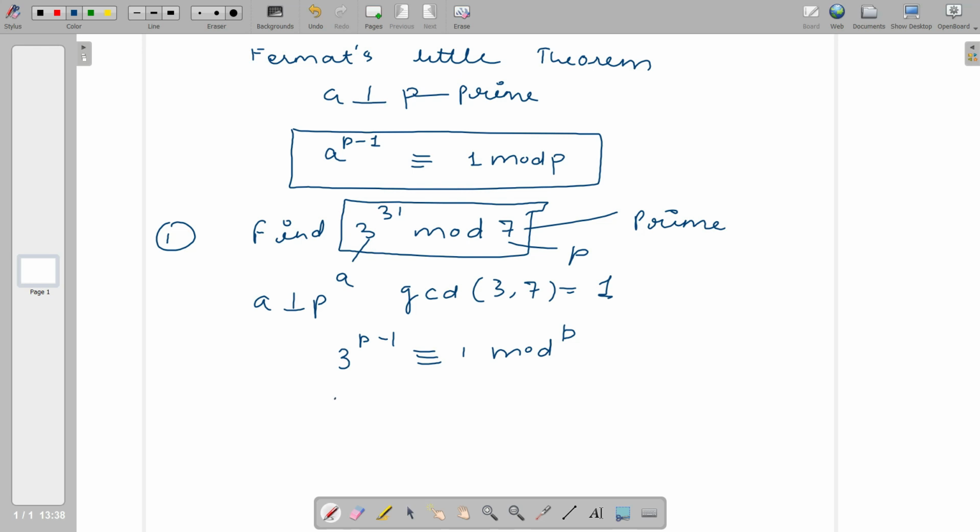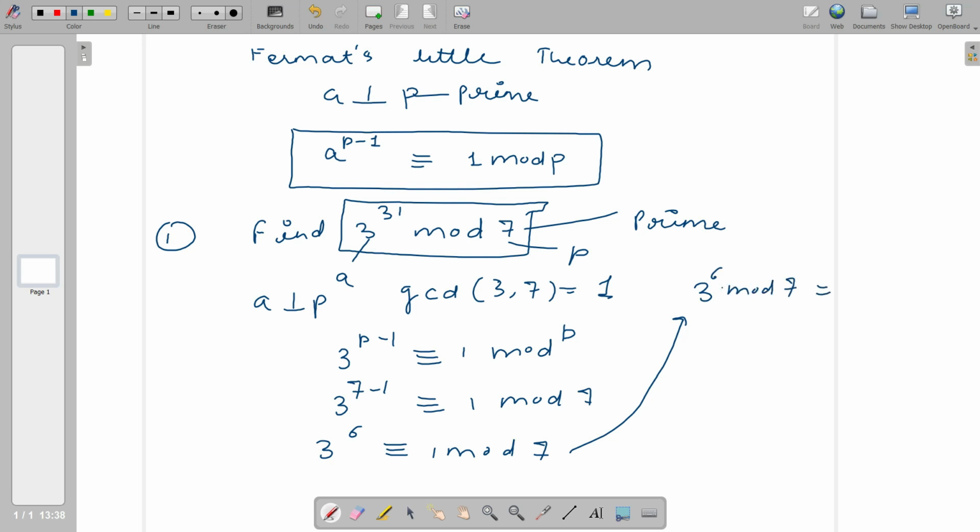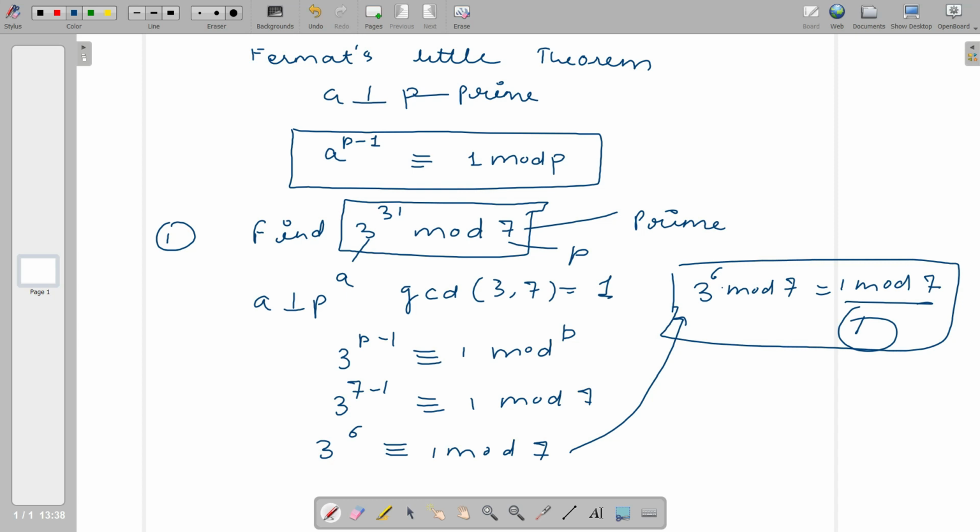So what is 3 to the power p minus 1? 3 to the power 7 minus 1, which should be congruent to 1 mod 7. So 3 to the power 6 is always congruent to 1 mod 7. What does it mean? 3 to the power 6 mod 7 is always equal to 1. Now with the help of this, we will try to find the value of 3 to the power 31 mod 7.